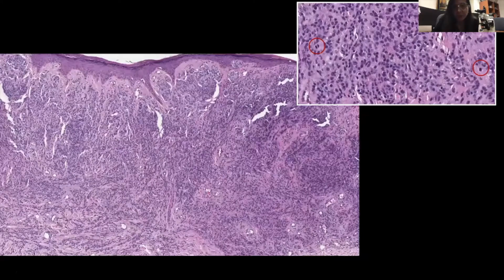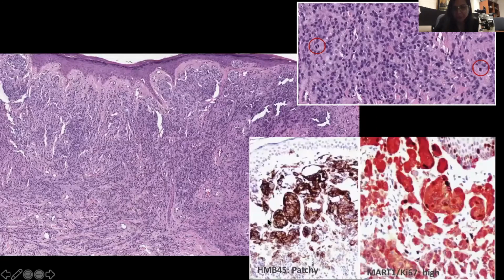Okay, and then in high power, you start seeing mitotic activity, as I highlighted here, even in the deeper aspect of the lesion. So I just worry about it. Even though this is showing maturation, is that pseudomaturation? And then the other factor in your mind is the age. So I did the usual HMB45. You see it is kind of patchy. Some of the cells show strong expression, and some are weak or almost negative.